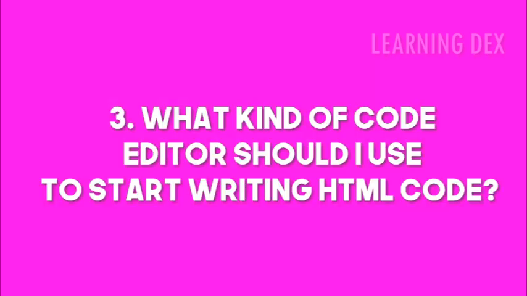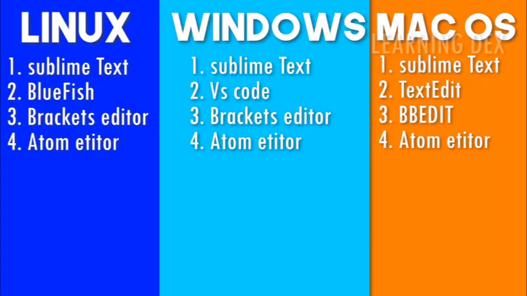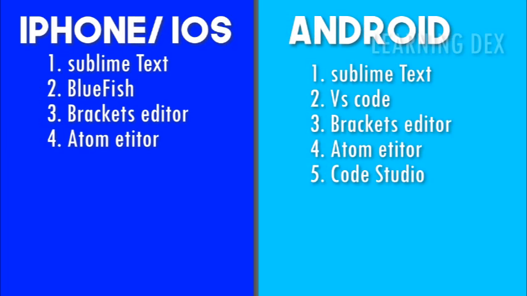What kind of code editor should I use to start writing HTML code? If you are using Linux, there is Sublime Text, Bluefish, Brackets editor and Atom editor. If you are using Windows, there is Sublime Text, VS Code, Brackets editor and Atom editor. If you are using Mac OS, Sublime Text, TextEdit, BBEdit and Atom editor. If you are using iPhone/iOS, Sublime Text, Bluefish, Brackets editor and Atom editor. If you are using Android, Sublime Text, VS Code, Brackets editor, Atom editor and Code Studio.